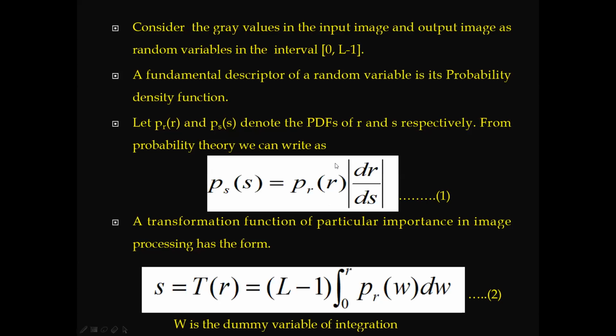Here you can see these are the main equations to make the non-uniform probability density function into a uniform probability density. Consider the gray level values in the input image and output image as random variables in the interval 0 to L minus 1. The fundamental descriptor of a random variable is its probability density function. So p_r of r is the probability density function of the input intensity levels, and p_s of s is the probability density function of the output intensity levels.